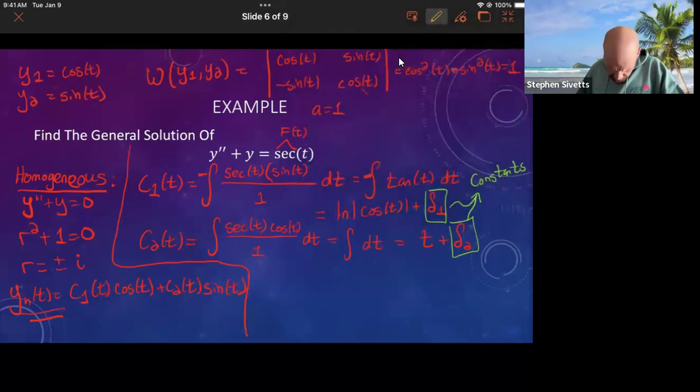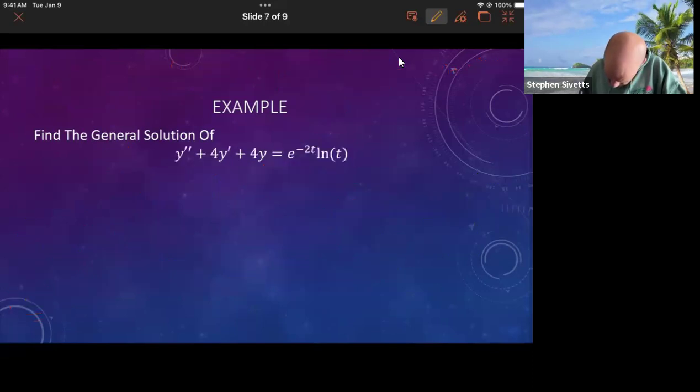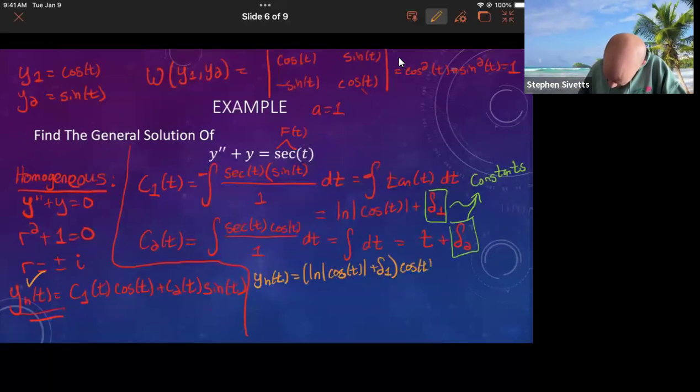So the solution, yh of t, can be written out as c1, the natural log of the absolute value of cosine t plus delta 1, times cosine t, plus t plus delta 2, times sine t. So that is your so-called general solution. So we're done here at this point.